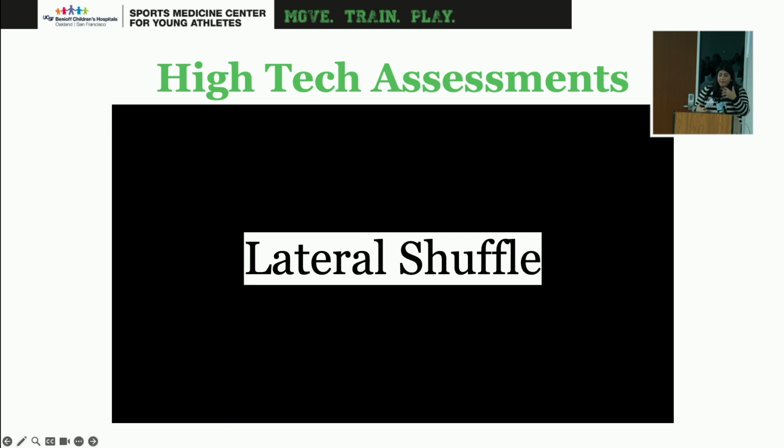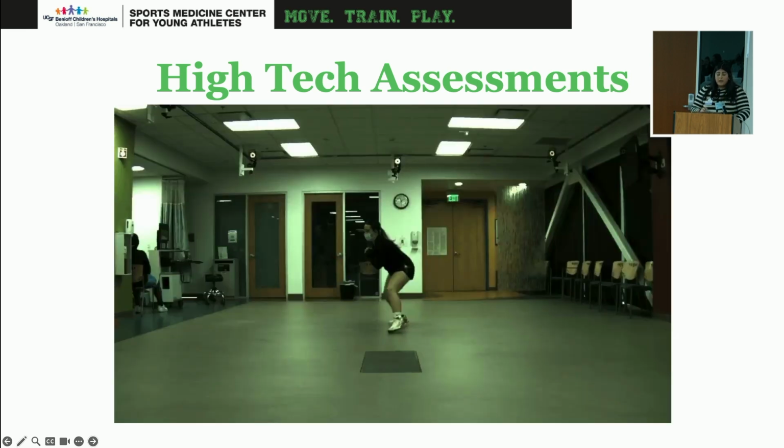And then you can see a pattern. A lot of the things that we're trying to highlight, trying to look at, are essentially the same, but it's just different movements, different forms of change of direction, which is really important for our athletes that are participating in sports that require change of direction.